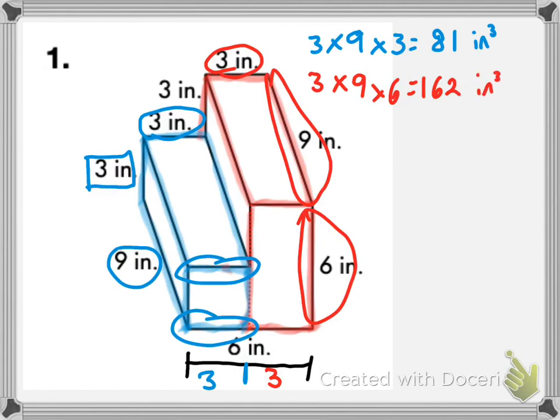And to combine those volumes, all we're going to do is add 81 plus 162. We have 243 inches cubed. There's your answer for number 1.